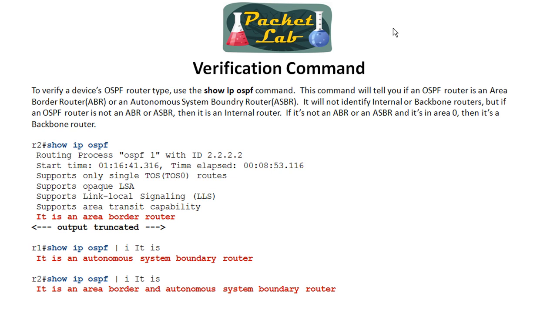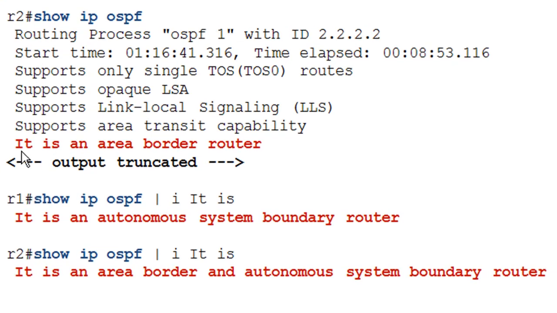So let's go take a look at the verification command. We already know this guy because we've seen it in action, and it's show ip ospf, and it will, as we saw on the CLI, give you a ton of information. There's a lot of good stuff in there. What we're specifically looking for is this line here that starts with "it is." It's going to tell you what type of OSPF router it is, and it's either going to be an area border router, an autonomous system boundary router, or both.